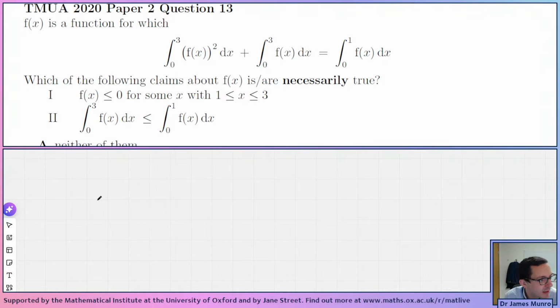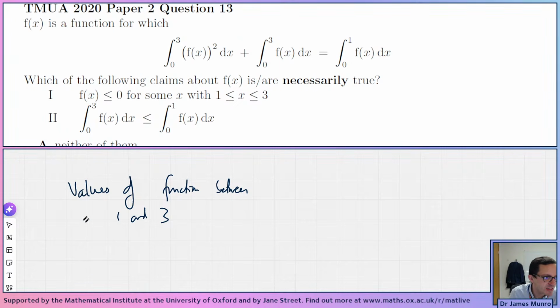Right, what are we doing? We've got to make a statement about the following claims. There are only 2 of them. Claim I: the function is less than or equal to 0 for some x between 1 and 3. And for me, the question is really, how on earth am I going to say anything about the values of the function between 1 and 3? So this is one thing that's in my mind because it says that over there.